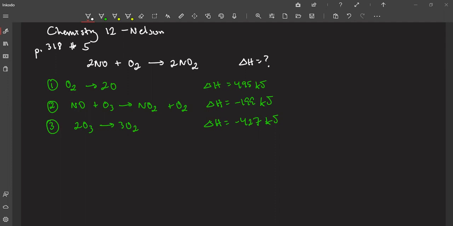So in this video, I'm going to go over the solution to question number 5 on page 318. This is from Nelson 12, Chemistry 12 textbook. All right, so at first glance, you'll see that this is your target reaction. So this is the reaction that you are trying to achieve in manipulating these reactions.